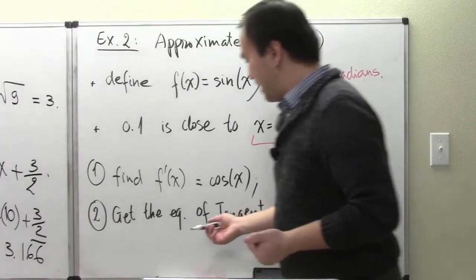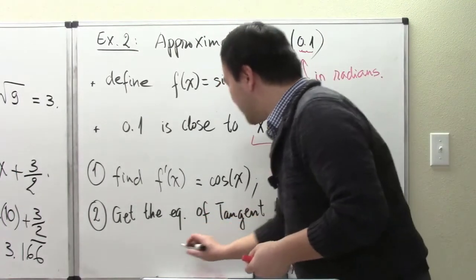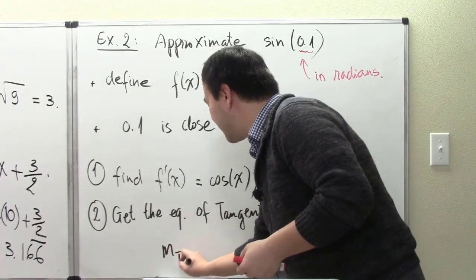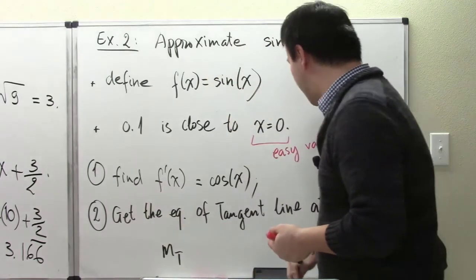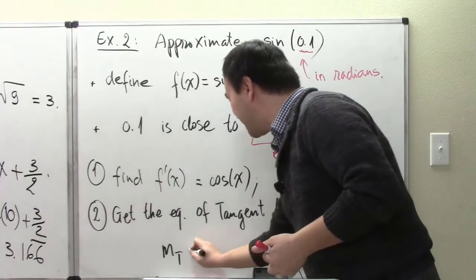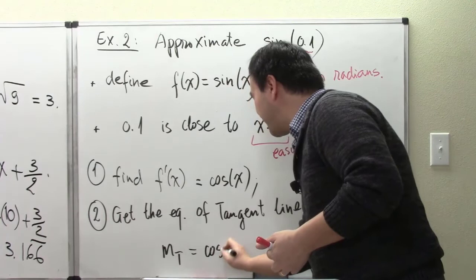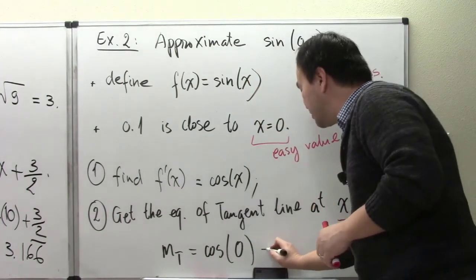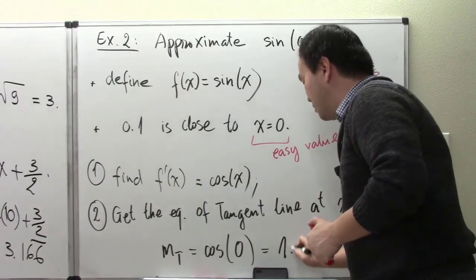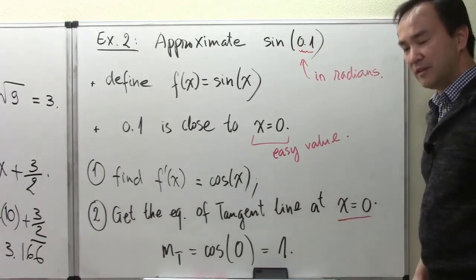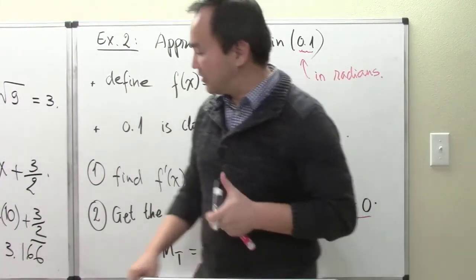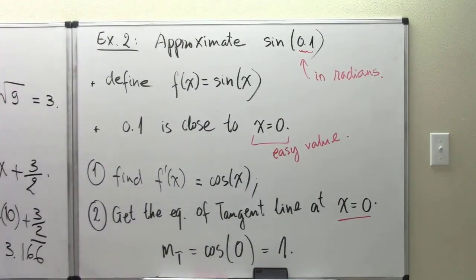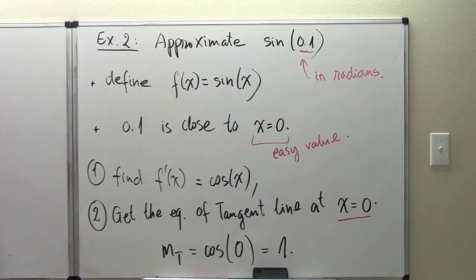All right, so that means the slope. Now, getting the equation of our tangent line at x equals 0, the slope is simply cosine at the easy value, 0. Okay, I'm substituting that easy value into the derivative. That gives me 1. The slope is 1. And so now I'm moving over to my other board, spend some time erasing it, and we're going to head out further.